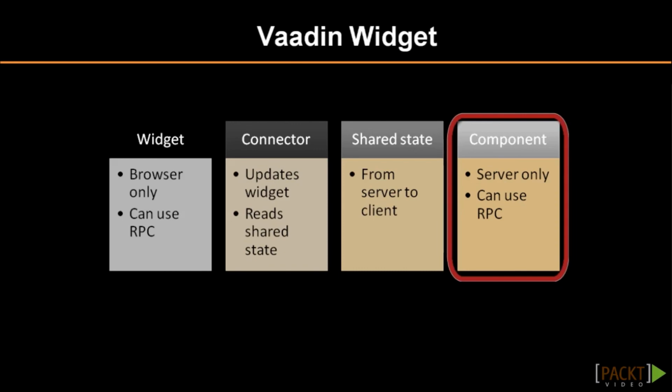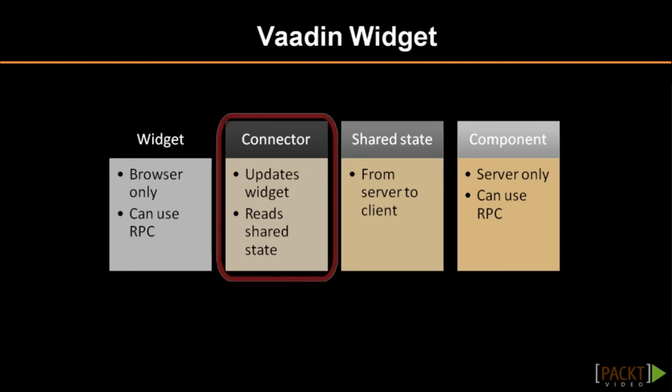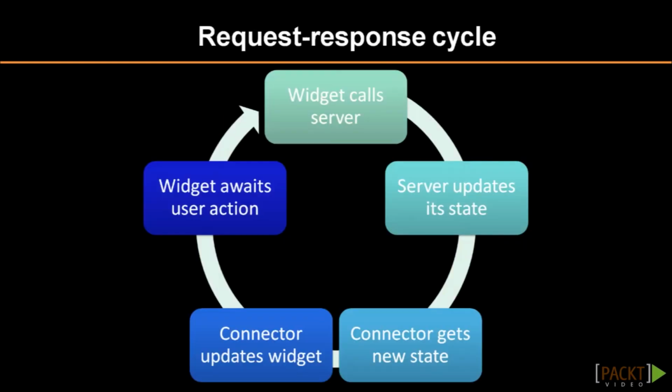Component is server-side code that can be called by the connector in the manner just described. When its RPC methods are invoked, it performs some actions. Other actions may cause the state of the component to be changed, which is what the shared state is used for. Any changes to the shared state are sent to the connector, and this connector updates the widget. This cycle shows how communication between server-side component and client-side widget is done. Every single component in Vaadin works this way.